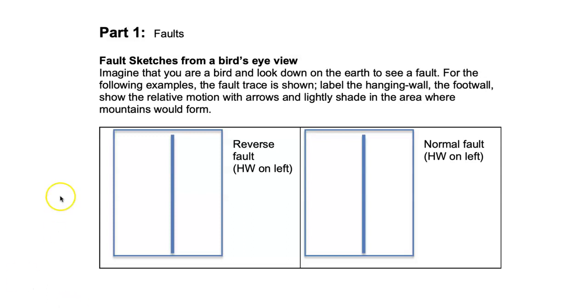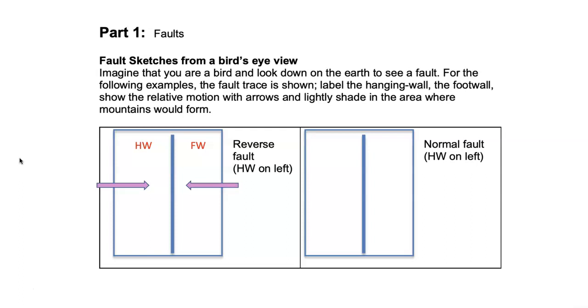We're looking down on the ground. It's a bird's eye view, and this is the fault that's breaking the surface. It tells you the hanging wall is on the left, so we can go ahead and label the hanging wall and the footwall. We know when it's a reverse fault, there is compression, and the two sides of the fault are moving towards each other, so we can put these arrows here.